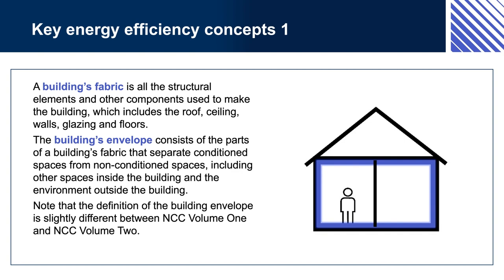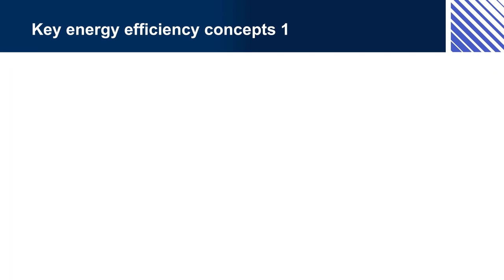If you identify the areas of the building that are conditioned or can be conditioned, or, for Volume 1, constitute a habitable room, as defined in Volume 1, which is likely to be conditioned if it becomes uncomfortable, the building envelope is made up of the walls, roof, ceilings, and floors that form the boundary of these conditioned spaces, if there is a non-conditioned space on the other side.